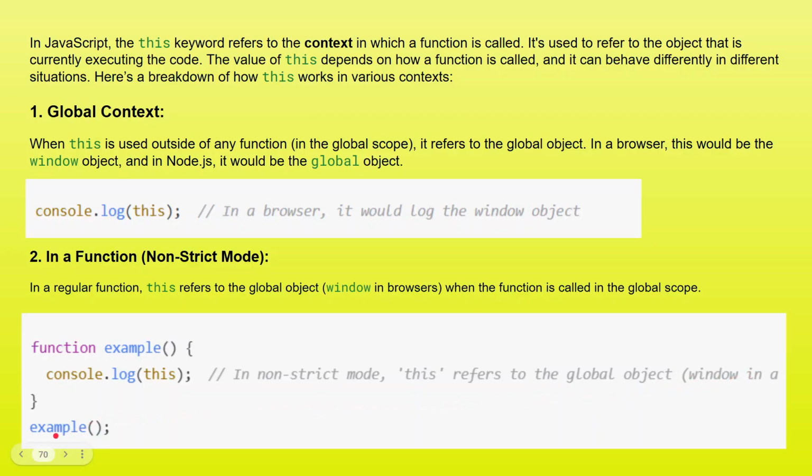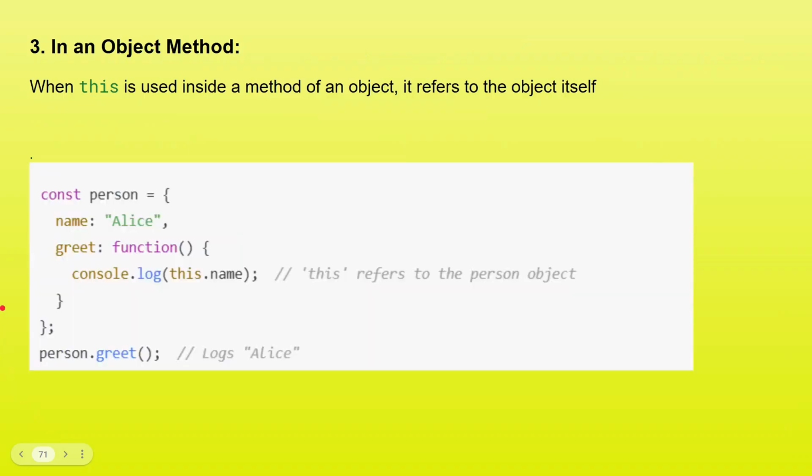And in an object method, when this is used inside a method of an object, it refers to the object itself. We have a person object with name, alias and greet. We have a function, and this refers to the person object. Here person.greet logs alias.